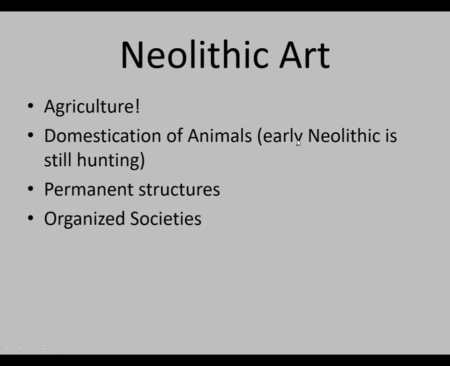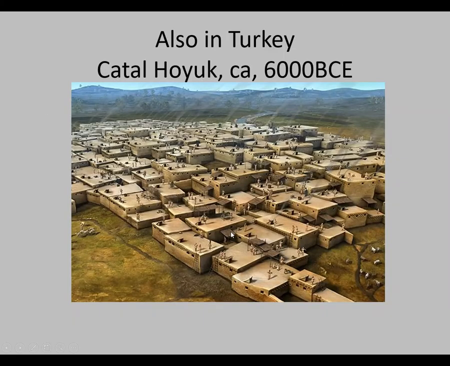All right, even though very early Neolithic is still hunting, the herds are in pens and things like that. That doesn't mean they don't still have the taste for other animals to go out hunting. That's still a thing with our organized society. There are permanent structures, some of them very, very big, and there will be very organized societies.